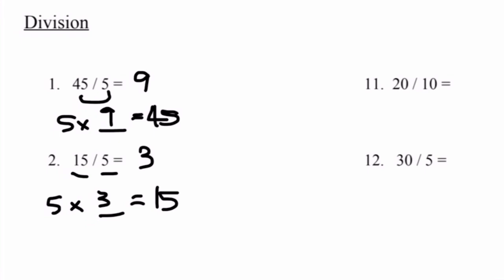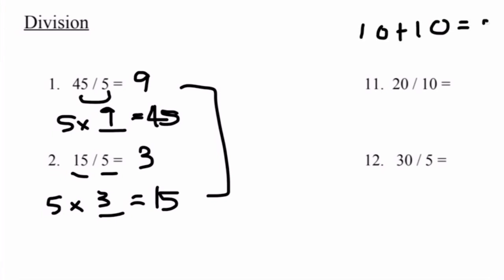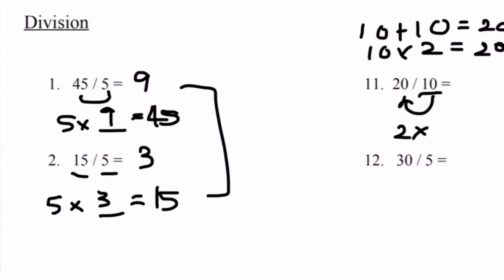We can look at this problem another way besides this method. 20 divided by 10 can also be looked at as, how many 10s can fit into 20? We know that 10 plus 10 equals 20. And we also know that 10 times 2 equals 20. Therefore, 10 goes into 20 2 times. So our answer should be 2. 20 divided by 10 equals 2, because 10 plus 10 equals 20, and 10 times 2 also equals 20.